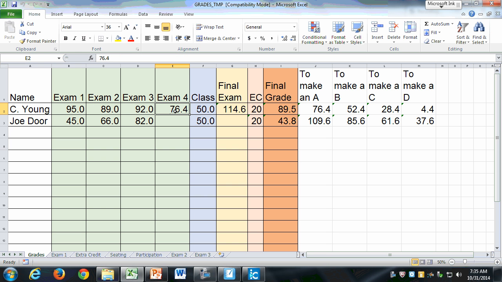So for example, here I had these grades, and it says I need a 76.4 to make an A. So I have a 76.4 here on exam 4, and then I have a 76.4% on the final. All right, and then I get this 89.5, which is an A in the class. That assumes that you do all the class participation. So for example, if I have 40 points in class participation, then I'll fall short of that A. So it assumes that you get the full 50 points.